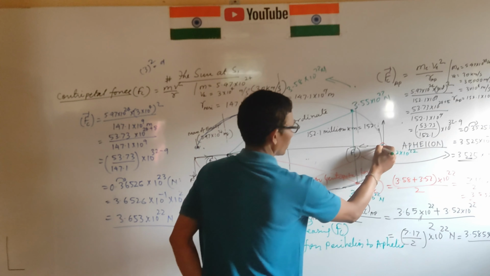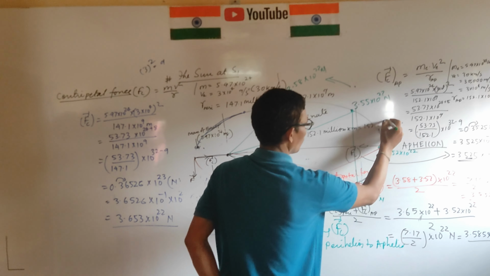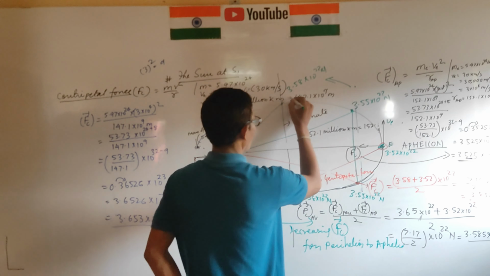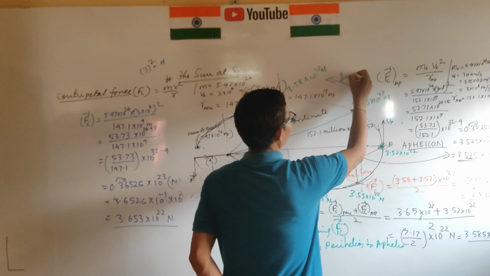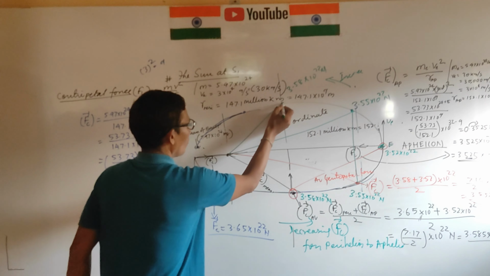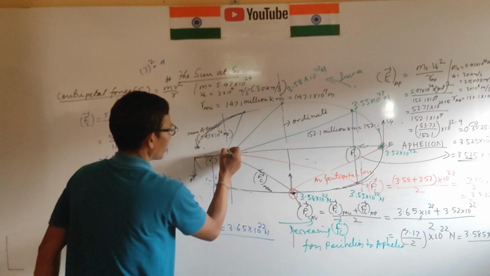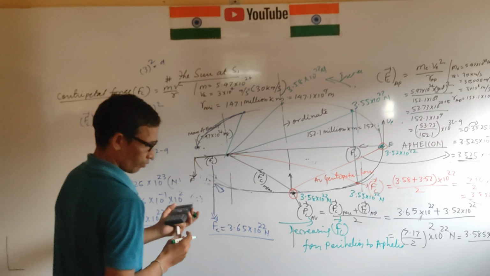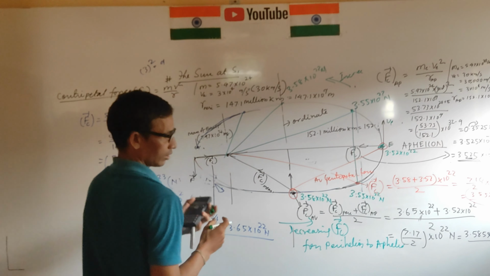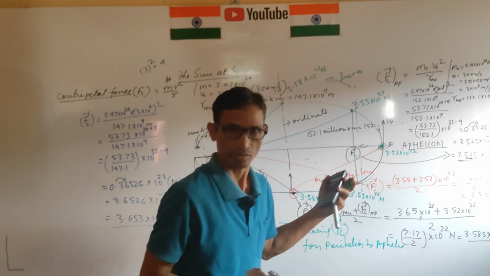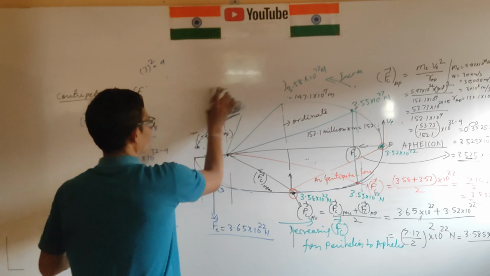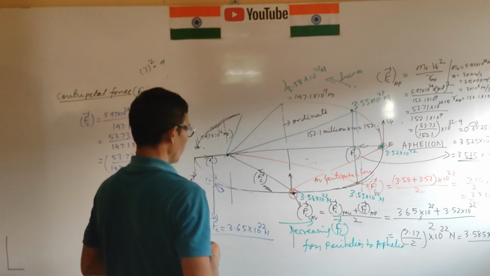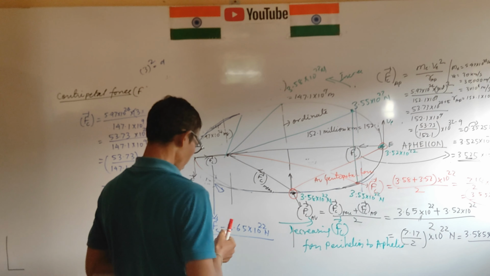When the earth is moving with velocity v toward the perihelion, the force is increasing. When the force is increasing, here is also increasing. What is the force at this point? We find it out, find out this one.